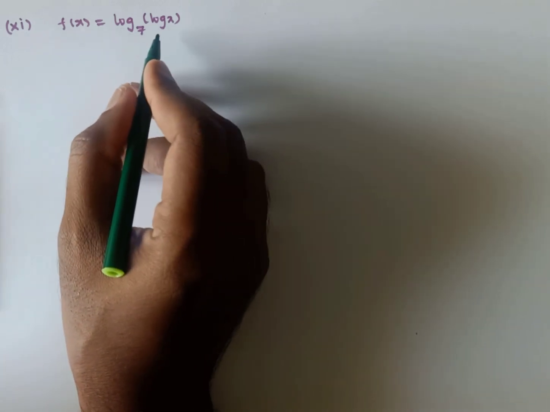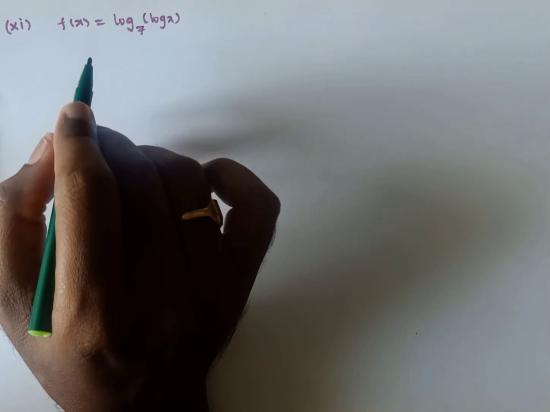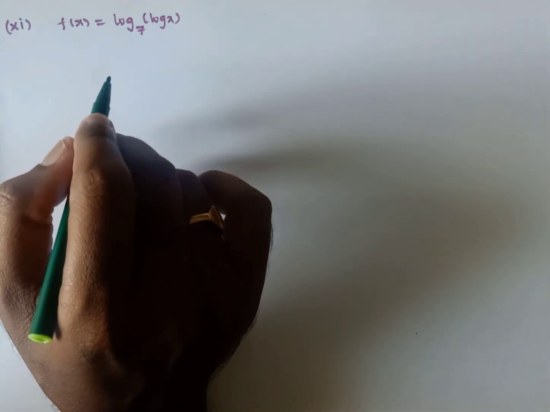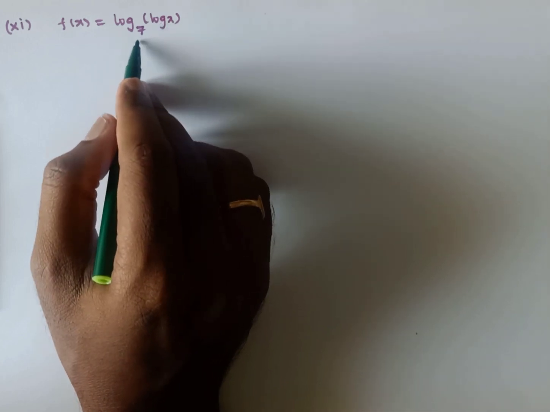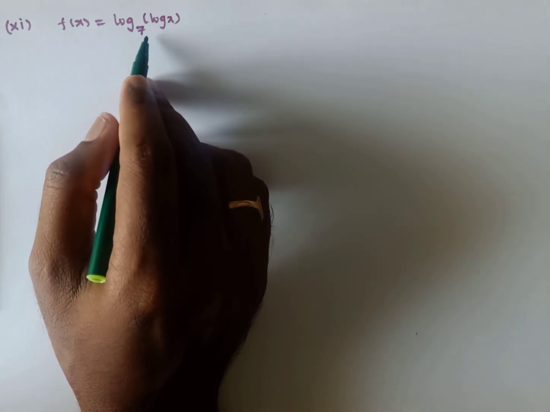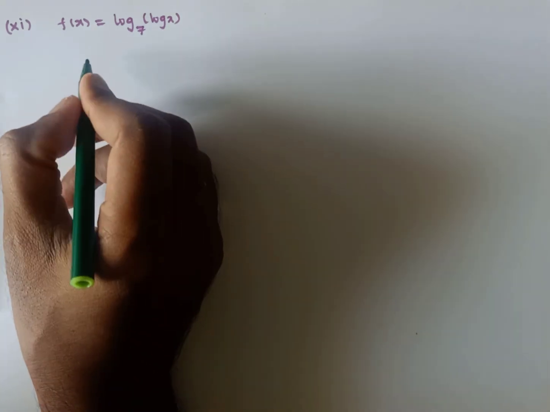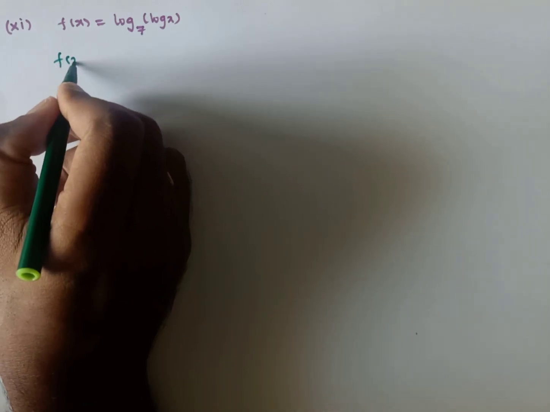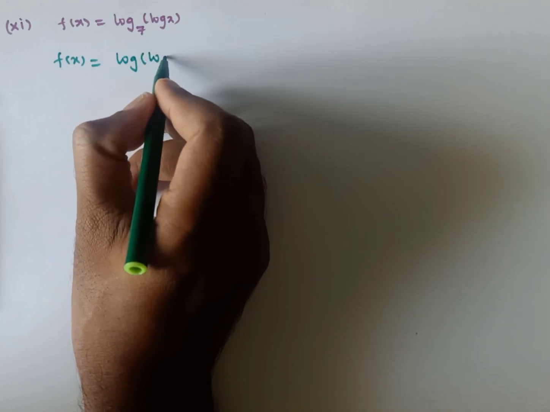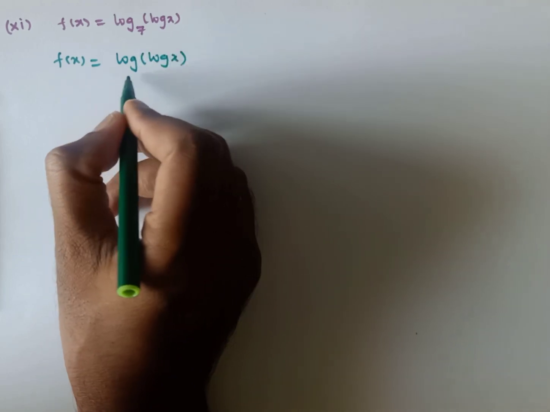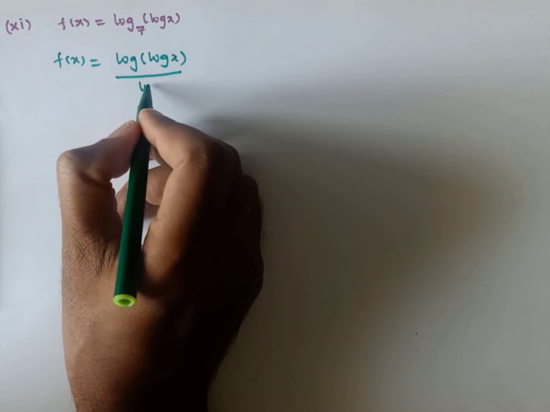Okay, now f of x is log x to the base 7, but we know the derivative for only log x. The derivative of log x is 1 by x. But we don't know the derivative of log x to the base of some constant value. We know the derivative only for base e. So try to convert this into base e. Here I'm writing f of x equals log x divided by log 7, right?